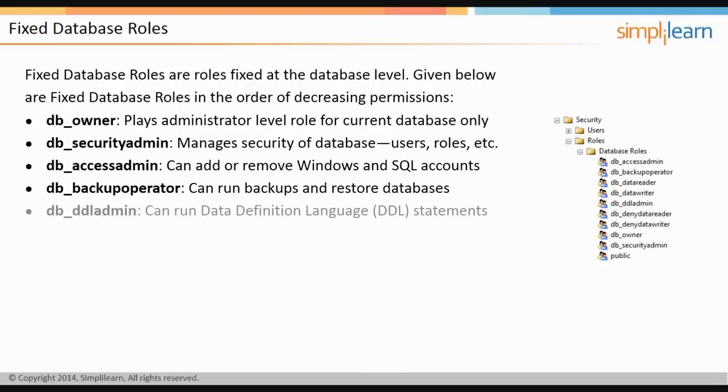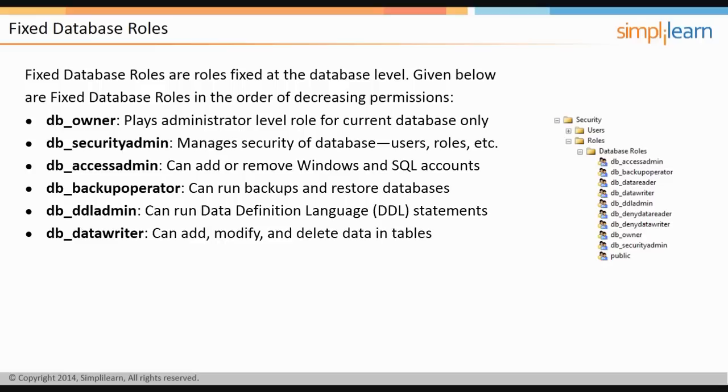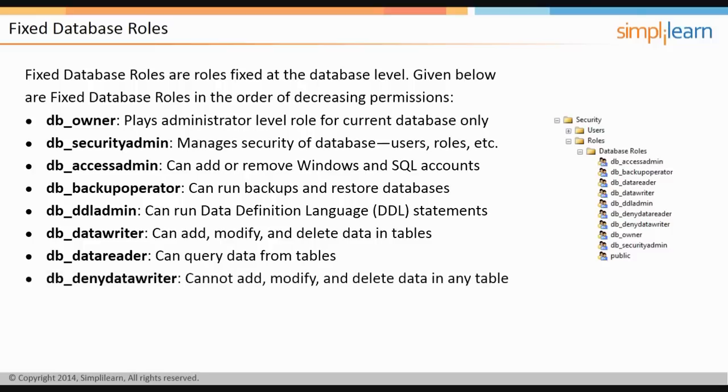The next role, DB DDL Admin, is one that can run data definition language statements, basically ones that can alter structures in the database. The DB Data Writer role is meant for members who can add, modify, and delete data in the tables. The DB Data Reader role allows members to query data from tables. The DB Deny Data Writer and Reader roles are ones that specifically deny modifying or even querying data from the database.